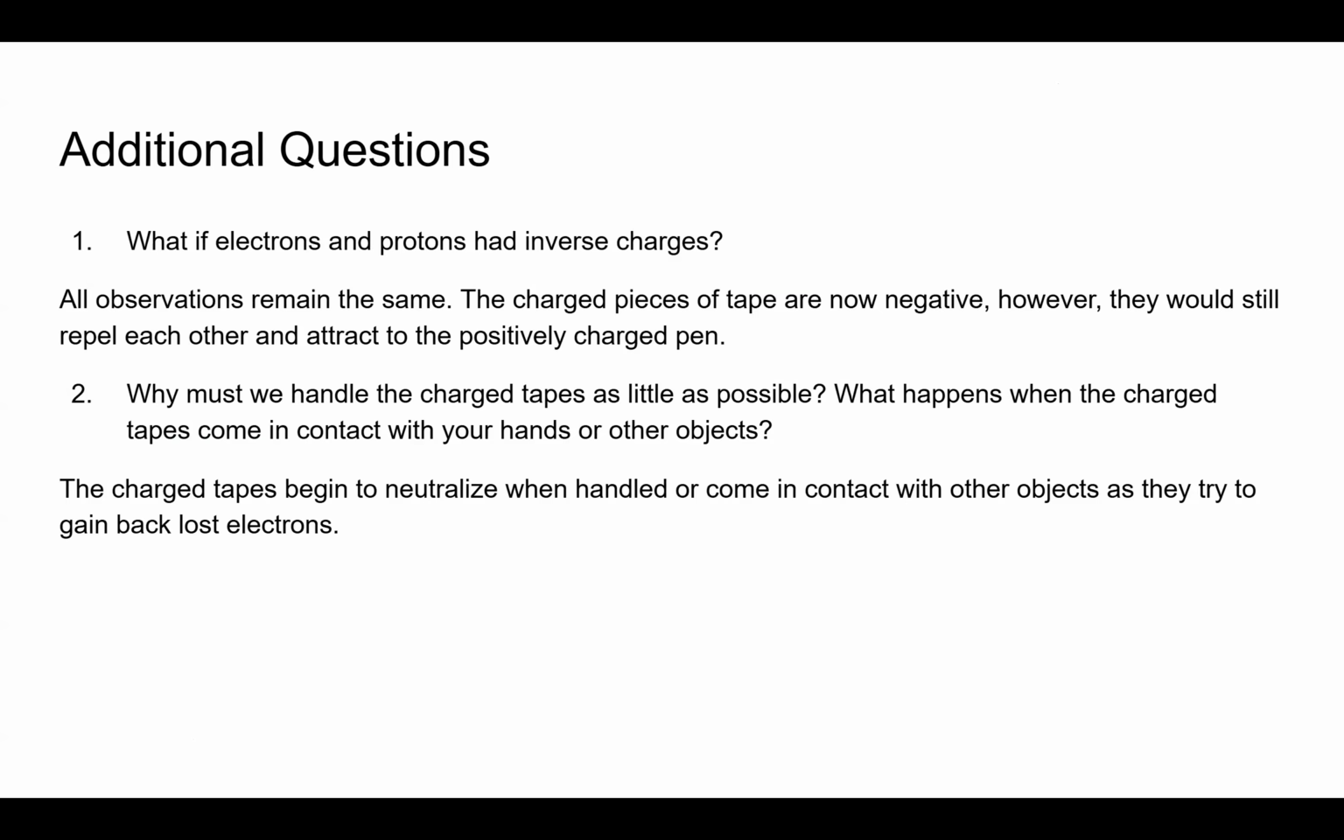Some additional questions. What if electrons and protons had inverse charges? All observations will remain the same. The charged pieces of tape are now negative, however, they would still repel each other and attract to the positively charged pen. Why must we handle the charged tapes as little as possible? The charged tapes begin to neutralize when handled or come in contact with other objects as they try to gain back lost electrons.